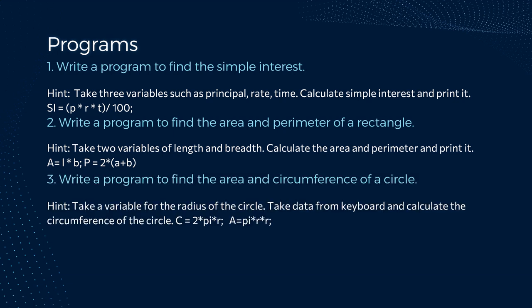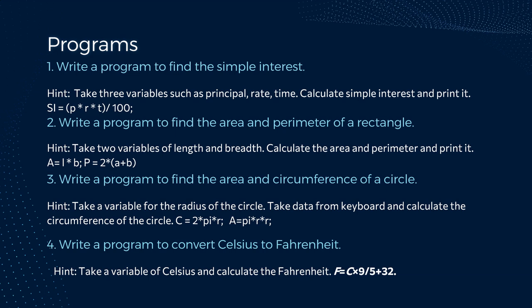The third program will be to find the area and circumference of a circle. Again we have the formulas: C is equal to 2 pi r, which is the circumference, and area is equal to pi r square, and the value of pi is 3.14 that we will be using. The fourth program is to write a program to convert from Celsius to Fahrenheit.